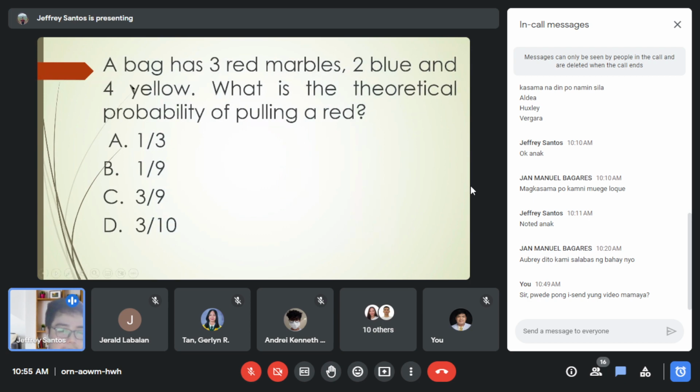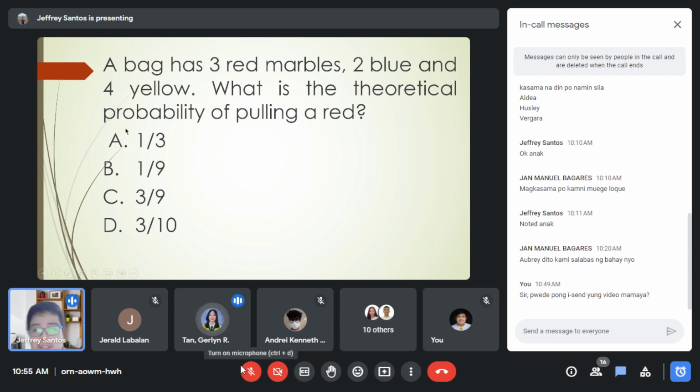Next is part 3. Part 3 is about combinatorics and probability, yung topic na diniscuss natin ngayon. Medyo simple lang yung mga problems na in-include ko doon para hindi naman mahirap sagutan at masakit sa ulo. So for example, a bag has 3 red marbles, 2 blue, and 4 yellow. What is the theoretical probability of pulling a red?